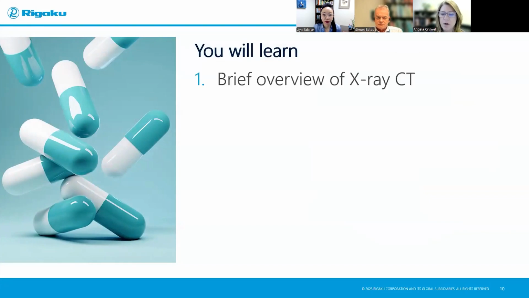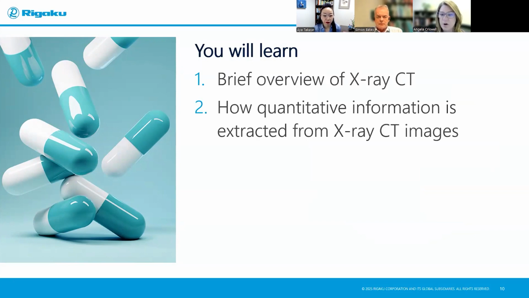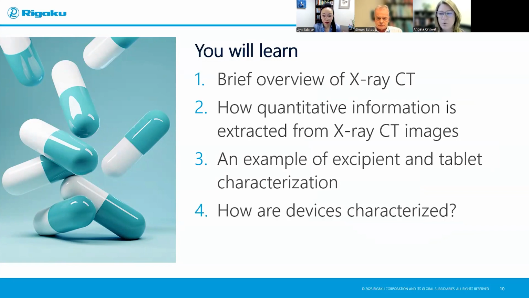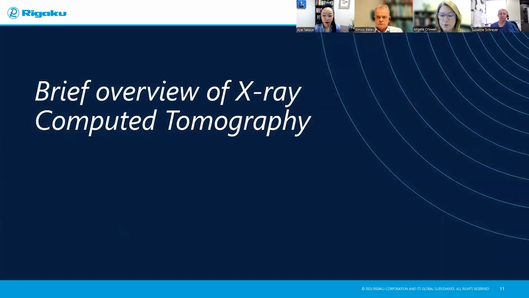Specifically today, what we'll talk about is first we'll start with a brief overview of X-ray CT. Then we'll talk about how quantitative information is extracted from CT images. We'll look at an example of excipient and tablet characterization. And then we'll ask the question, how are devices characterized? Because they're characterized slightly differently than, let's say, the excipient and tablet characterization example. So let's start with that brief overview.